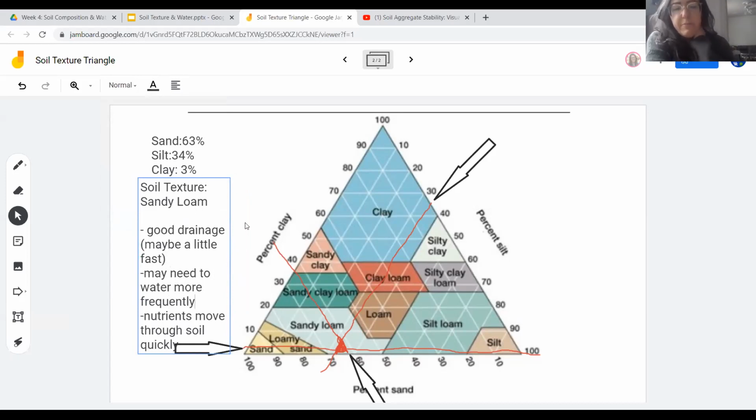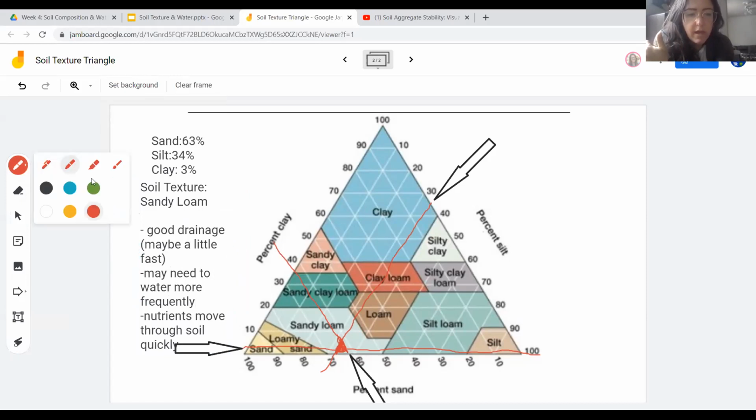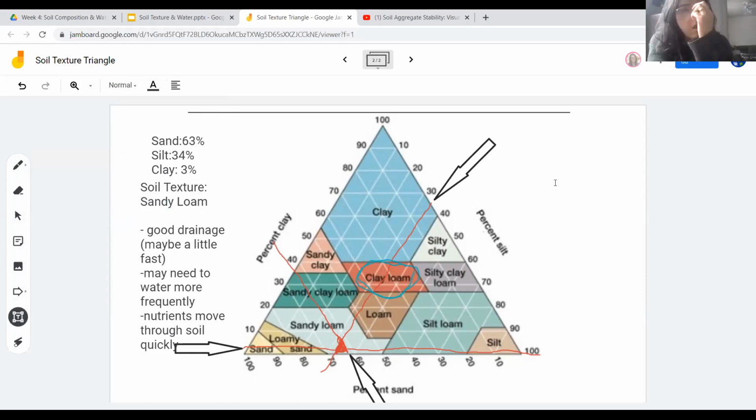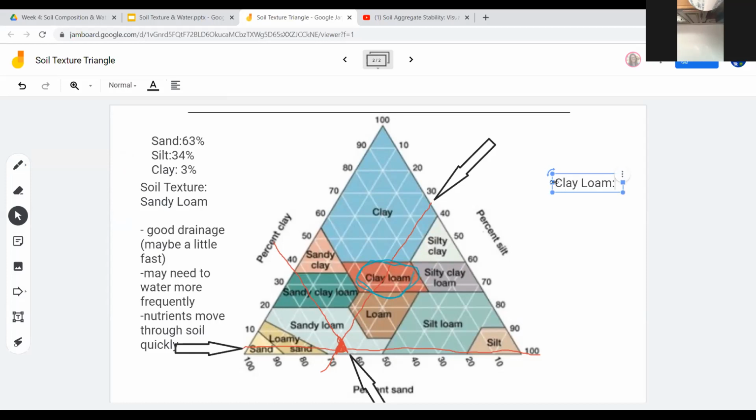So what if we flipped this and this was a clay loam soil rather than a sandy loam? What could we say about its water holding capacity? It would hold water. Would the water move through faster than you would like or slower? Slower. Right.